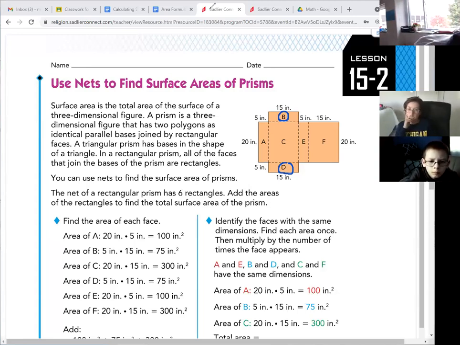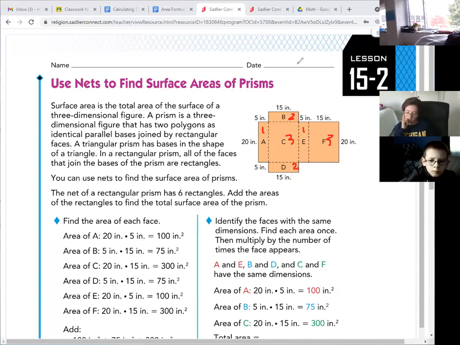C and F are congruent, and they are the same size and the same shape. They have the same dimensions. So I only have to find the area of them once and then multiply it by 2. Do you think A and E are the same? Do you remember that when we were coding this last week, we put 1 and 1, 2 and 2, 3 and 3? Do you remember we did that last week?